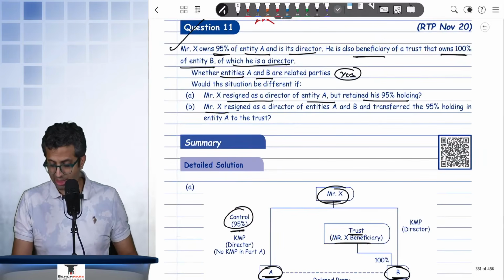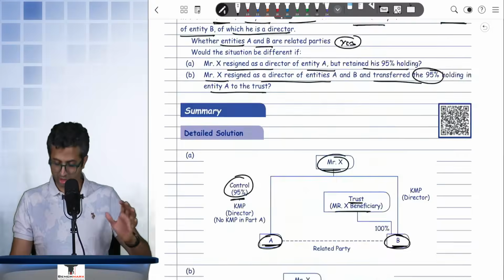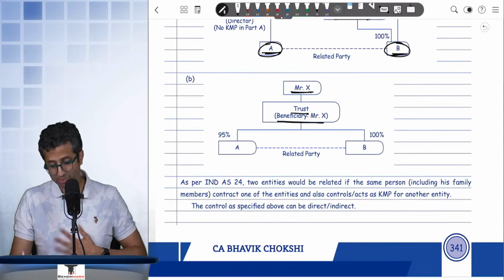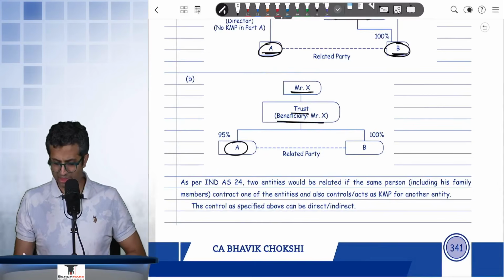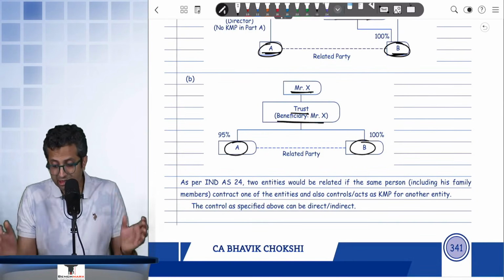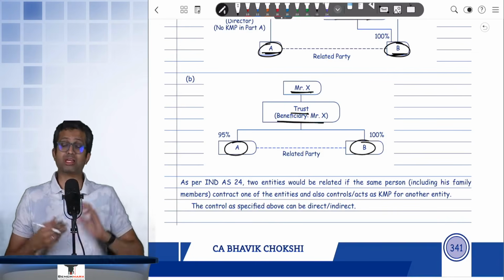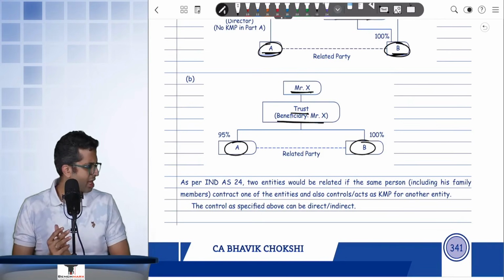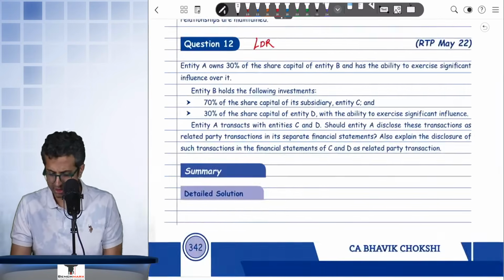Now, Mr. X resigned as a director of A and B and transferred the 95% holding in entity A to a trust. So what is now happening is there's Mr. X, there's a trust whose beneficiary is Mr. X, and that trust owns 95% of A and 100% of B. Can I say A and B are still related parties? Yes, because they are still indirectly controlled by Mr. X through the trust, and hence they will be related parties.